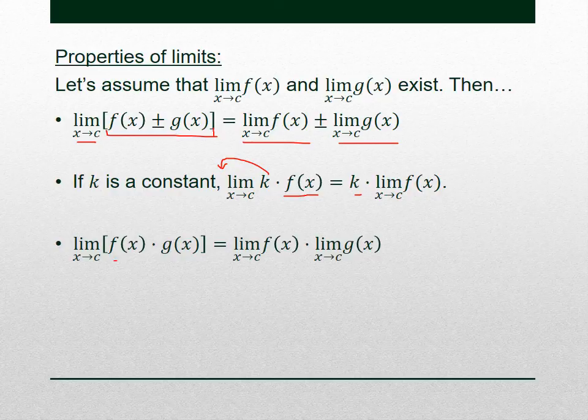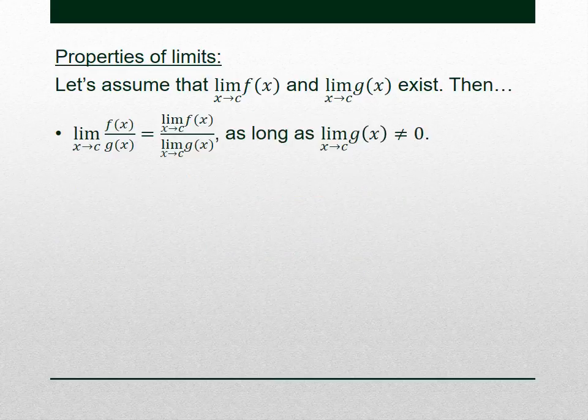And if we're multiplying our functions, then we can just multiply the two limits independently. Along that same line, if we're dividing our functions, then we can just take our limits on the top and the bottom and divide those, as long as, again, that denominator is not equal to 0. If it is, then we'll have to do something else.